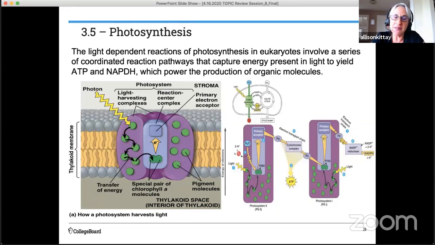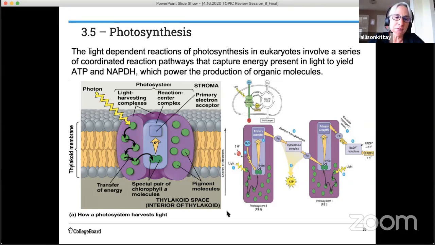And I want you to see that this is embedded in the thylakoid membrane, which is just a phospholipid bilayer that you should recognize. And I want you to notice that on top of this image is the stroma, and then down here is the thylakoid space. This directionality, this compartmentalization, is important to understand the how of this process.